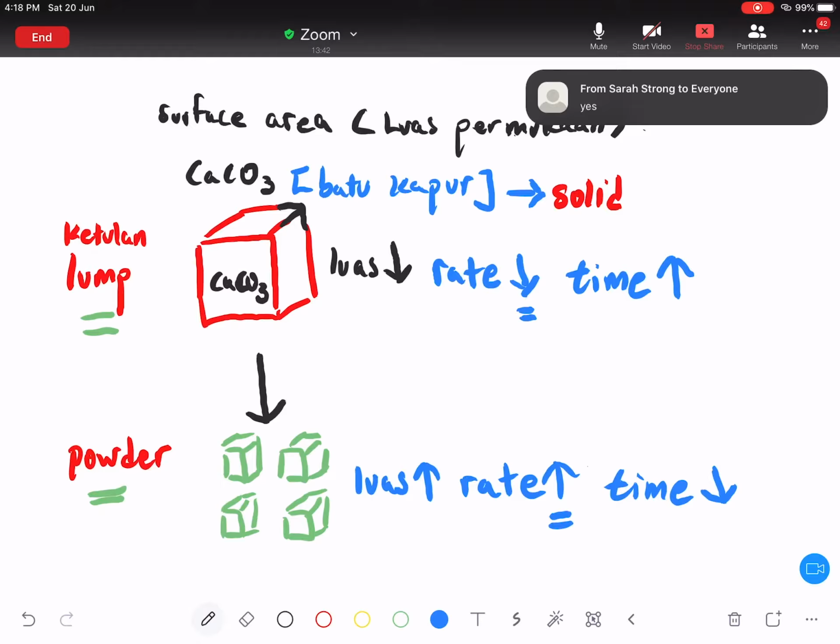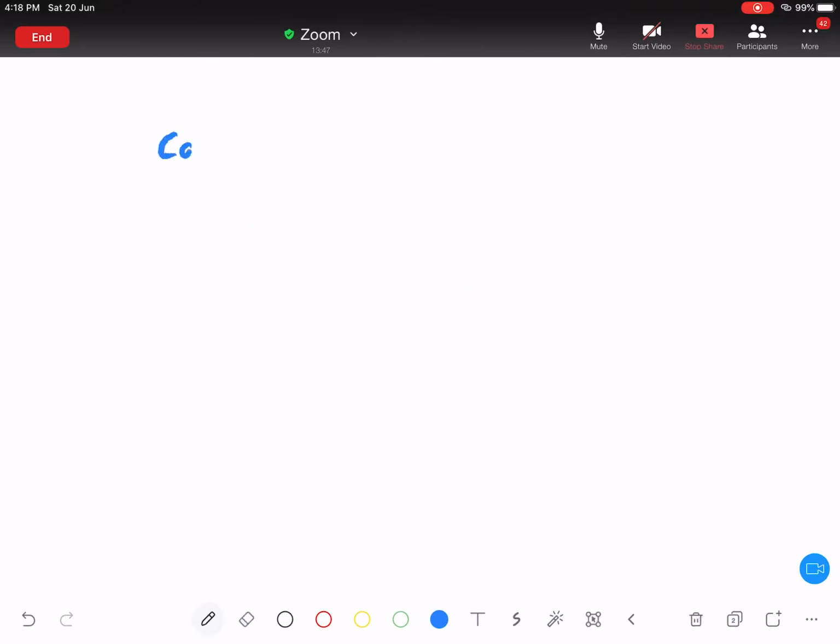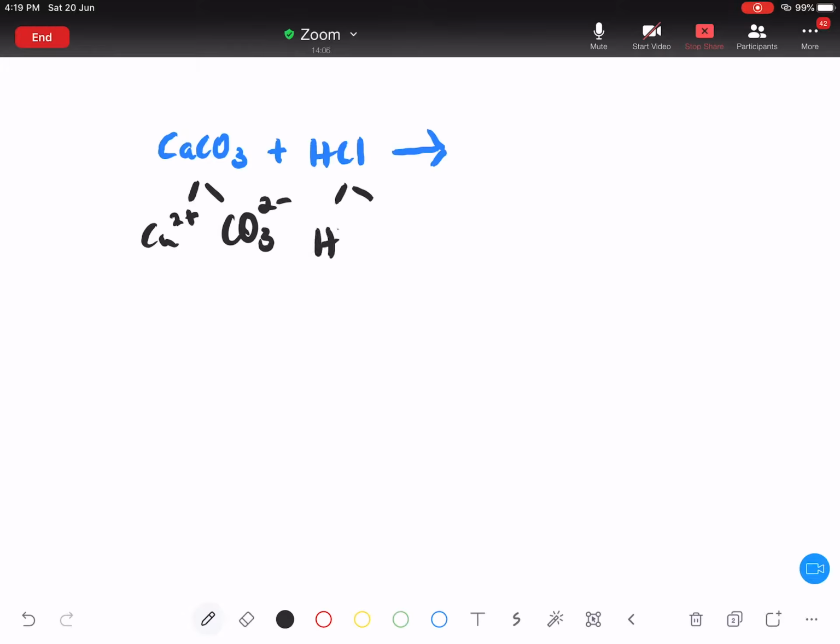Okay, good. Sekarang ni guys, you nak buat eksperimen apa tau? You ada kalsium karbonat, you ambil kalsium karbonat ni, you tambah dengan hydrochloric acid. Guys, jom kita buat equation dia dulu. Dia ada Ca2+, CO3 2-, you have H+, and you have Cl-.